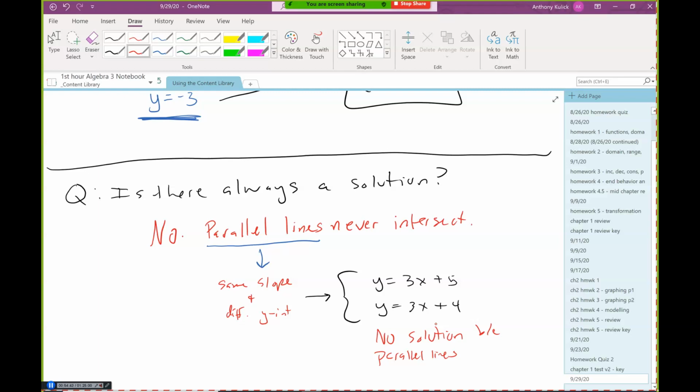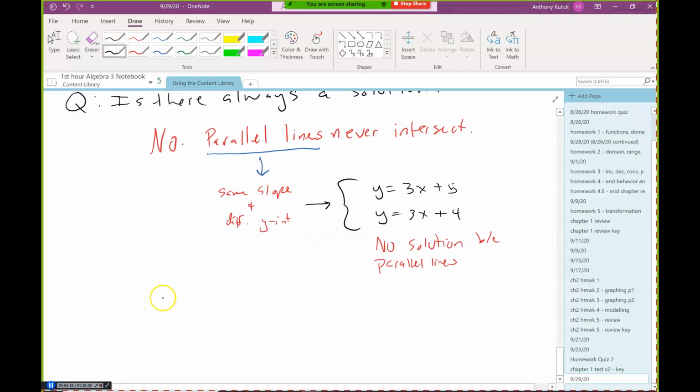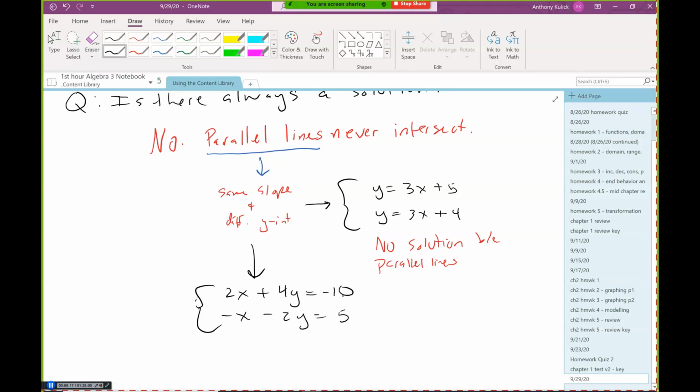So one way you could check is just by rearranging your lines so that they're in slope-intercept form, and it's easy to see if the slopes are the same but the y-intercepts are different. What about this system? This system also has no solution. Is there a way I can tell this has no solution without having to rewrite these equations in slope-intercept form? And without having to try to solve it? There is.